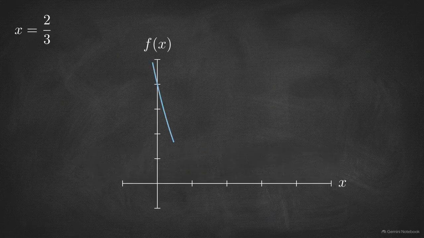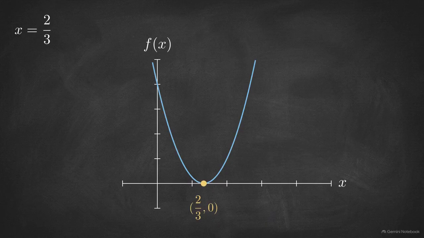This chart shows the physical reality of a repeated root. Because there is no distance added or subtracted from the center, the parabola's vertex perfectly grazes the x-axis at a single coordinate, refusing to cross over.